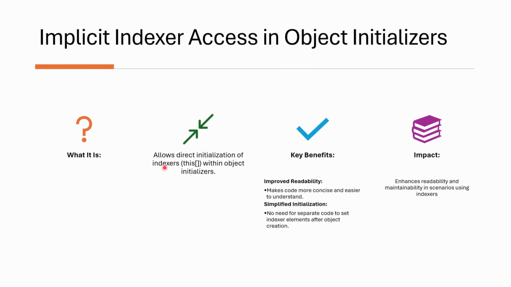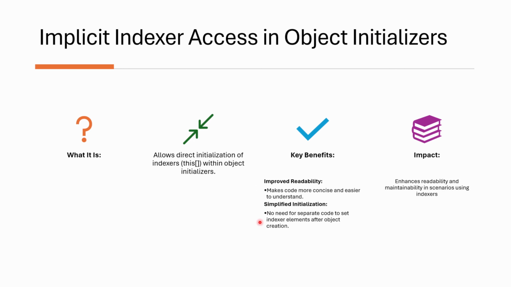Previously, initializing an indexer required extra code after the object was created. But now you can directly initialize the indexer as part of the object initializer. So what are the key benefits here?